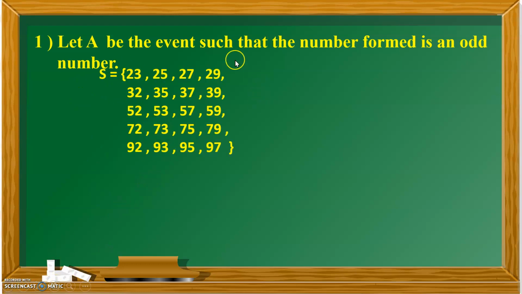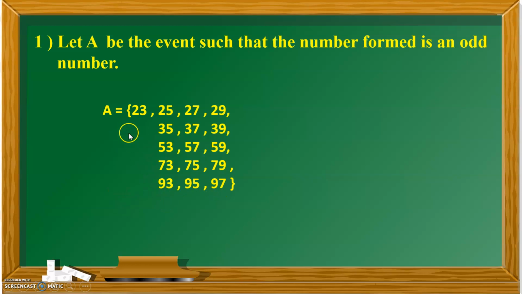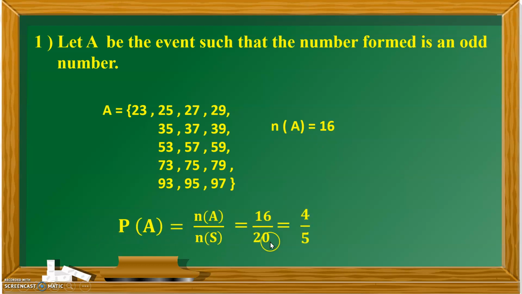So this is the sample space. Let us find the odd numbers here. Which are the odd numbers? 23, 25, 35, 27, 37, 29, 39, all these. Only these are the even numbers, the remaining are all odd numbers. Hope this is clear, students. So we write A as 23, 25, 27, 29, then 35, 37, 39, 53, 57, 59, 73, 75, 79 and 93, 95, 97. All the even numbers which were here we have removed. So what will be n of A? 16. So P of A will be n of A upon n of S, equal to 16 upon 20. On reducing, you will get 4 upon 5.